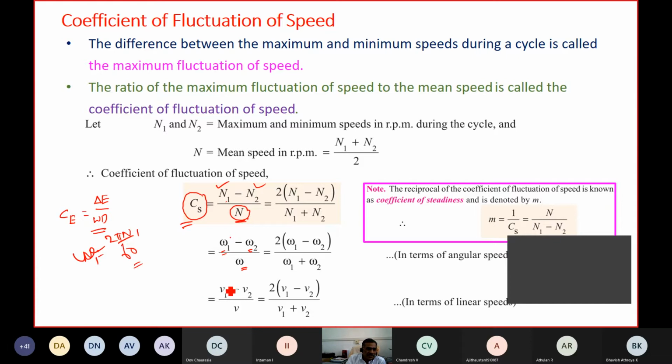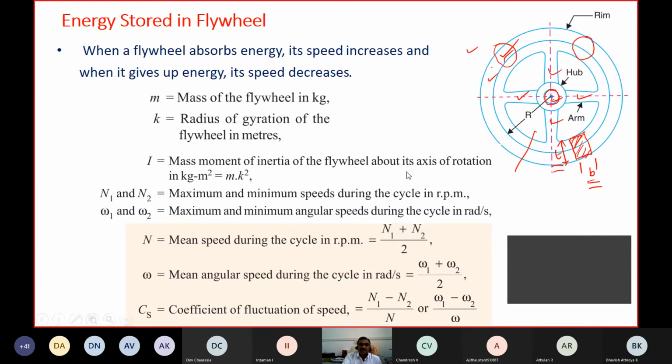Another thing is velocity. In terms of velocity also you can mention. Velocity means the velocity of the rim. It is rotating with the speed of N1, angular velocity is omega 1, so we can find the velocity V1, the tangential velocity. If you know the radius, velocity is equal to omega into r. If you know the omega value and radius, you can find the value of V.